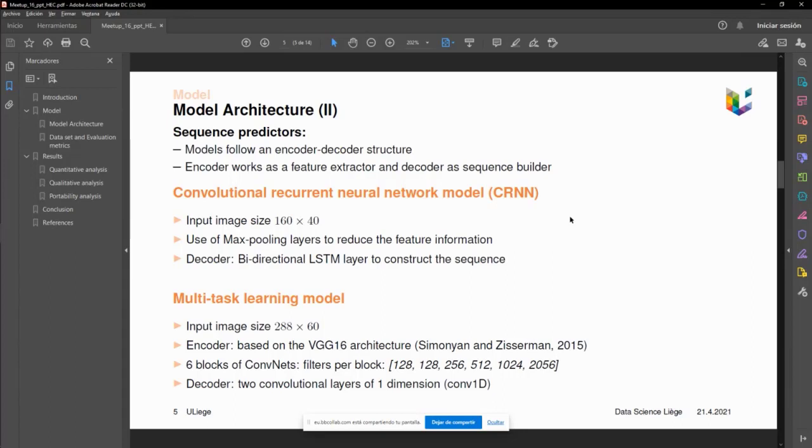The other model that we developed after all was the multitask learning model. It's basically called like this, given that each digit of the sequence is modeled as a task on the network. This model uses the well-known VGG16 architecture as the feature extractor, and therefore it requires larger images. In this case, we are using an image size of 288 by 60. And for the decoder, we use two convolutional layers, but in this case, they have one dimension.